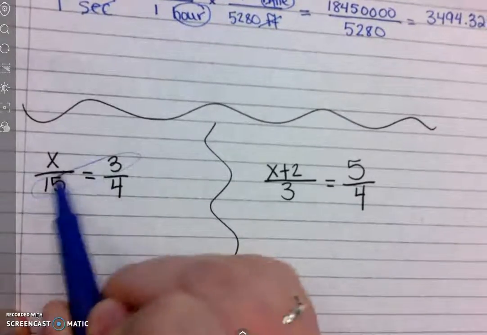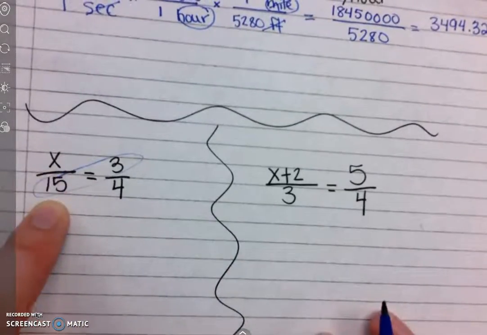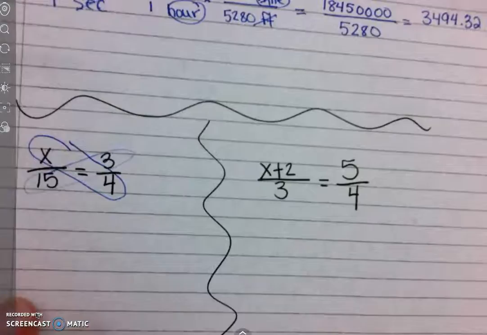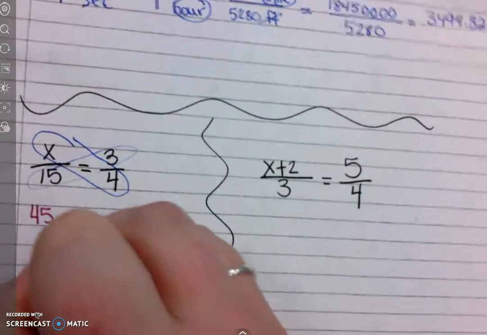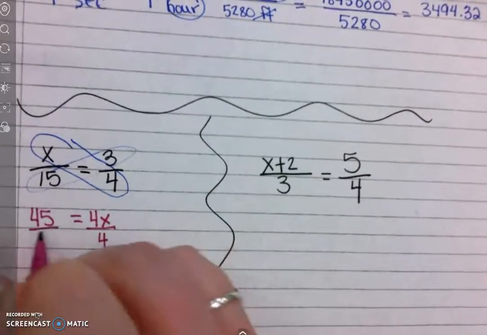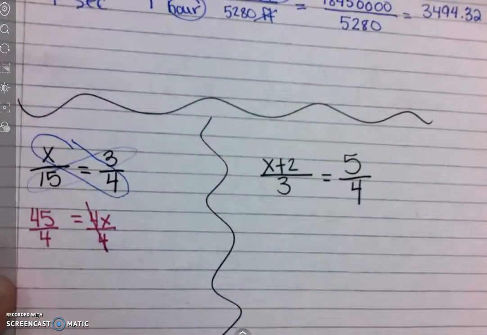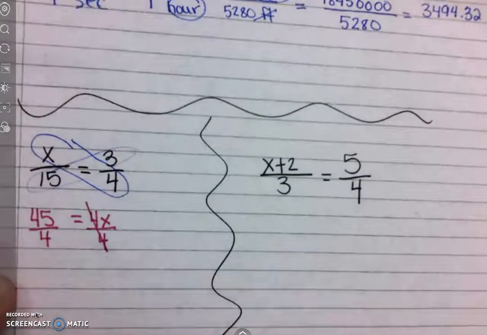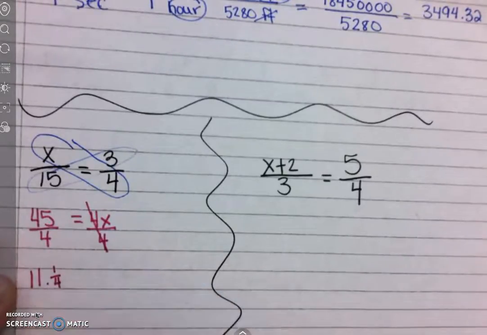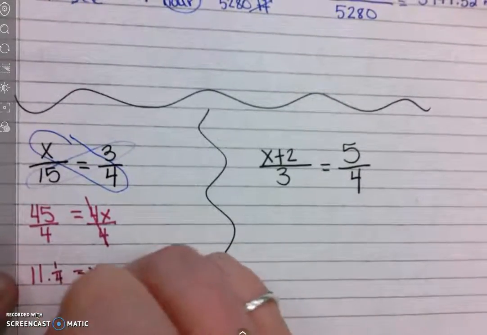So on these, you can either see that x is being divided by 15, so you can multiply both sides by 15, or you could cross multiply. I'm going to show the cross multiplying way. So 3 times 15 is 45 equals 4x. Then you're going to divide by 4, divide by 4. This cancels out. 4 goes into 45 11 and 1/4, right? Equals x.